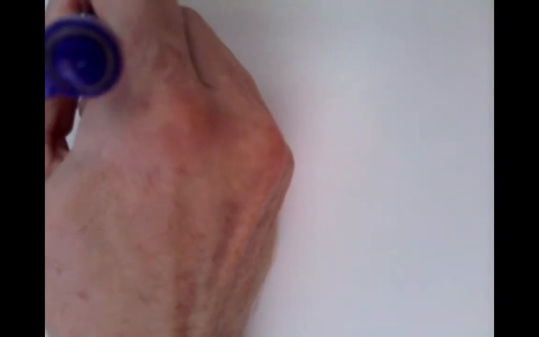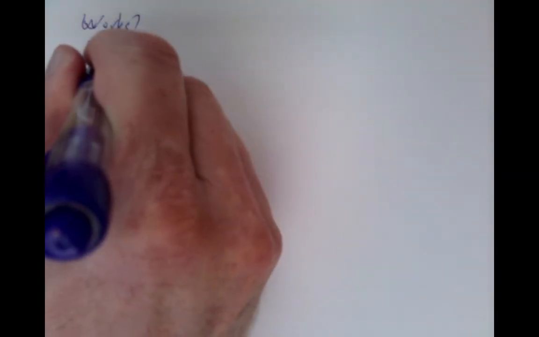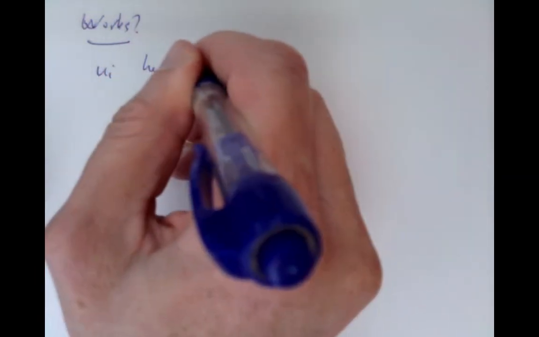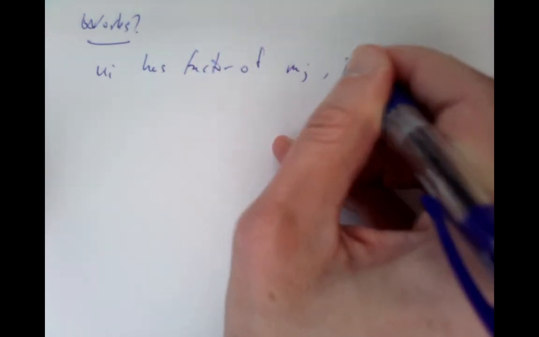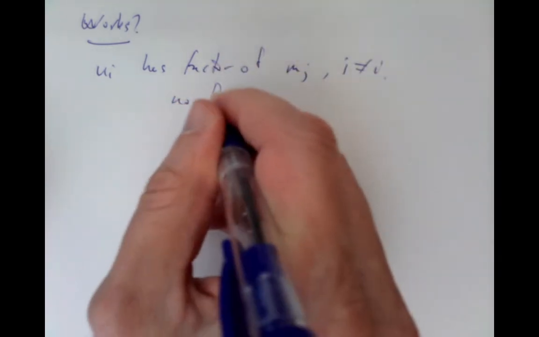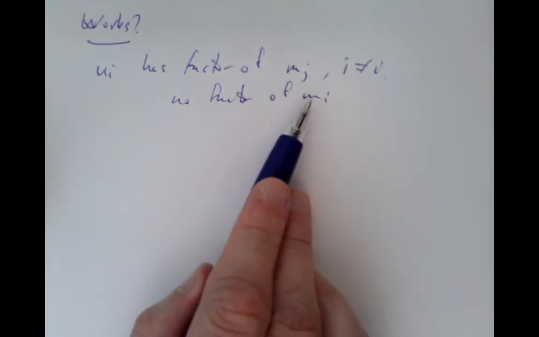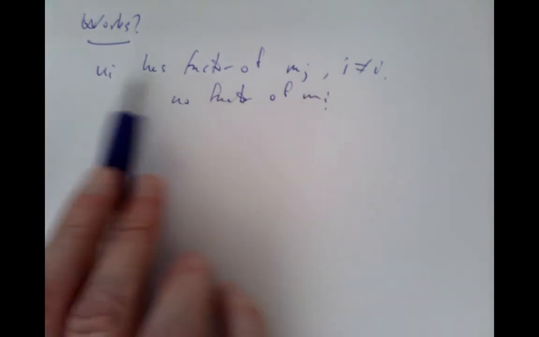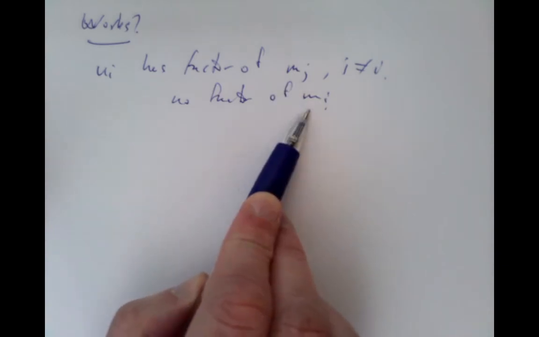Let's prove that this technique works first. So why does it work? What we want to note is that ui has a factor of every mj if j is not i, but no factor of mi, because the m's are all coprime. There's no way there could be any mi sitting in any of the mj's, and ui is a product of all those mj's that aren't mi. So it's got factors of all the mj's, but no factor of mi.